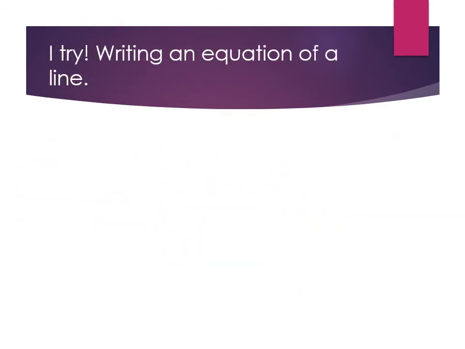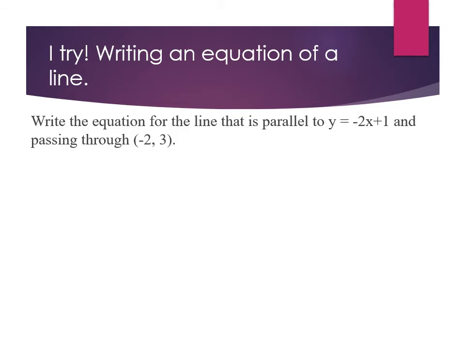So let's start putting it all together. Write an equation of a line that's parallel to y equals negative 2x plus 1 and passes through (-2, 3). Now, if it's parallel, they have the same slope. Because it's in slope-intercept form, I know the slope of my equation is going to be negative 2, because parallel lines have the same slope.